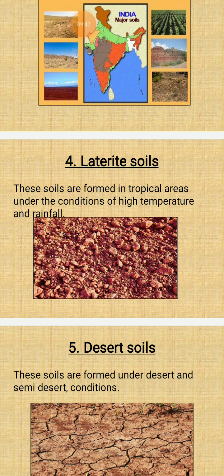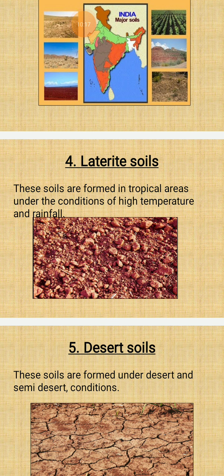Now I'll proceed to the fourth category, that is laterite soil. These soils are formed in tropical areas under the condition of high temperature and rainfall. These soils cover an area of 2.48 lakh square kilometers. They are mainly found in the uplands of Western Ghats, Eastern Ghats, and Chota Nagpur Plateau, Meghalaya Plateau, the Rajmahal Hills, Vindhyas, and Satpuras.